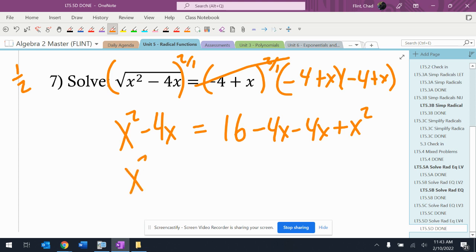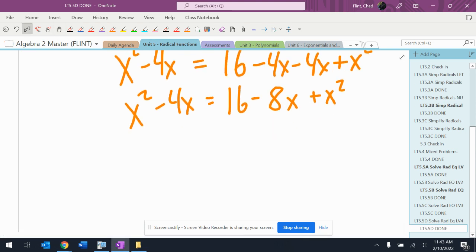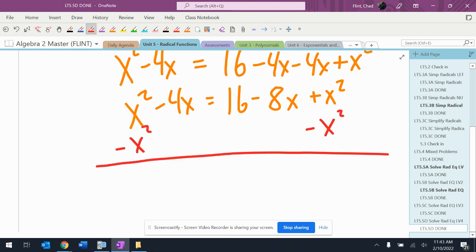Let's combine some like terms. X squared minus 4x equals 16 minus 8x plus x squared. Now, if I set this equal to 0 and solve it because I see an x squared, I'm going to show you one thing that's going to happen first. When I do that, it's going to actually eliminate the x squared. So I actually do not want to move everything to one side.